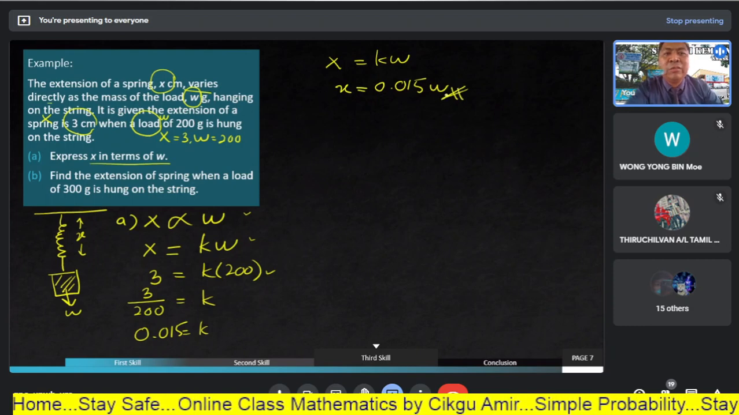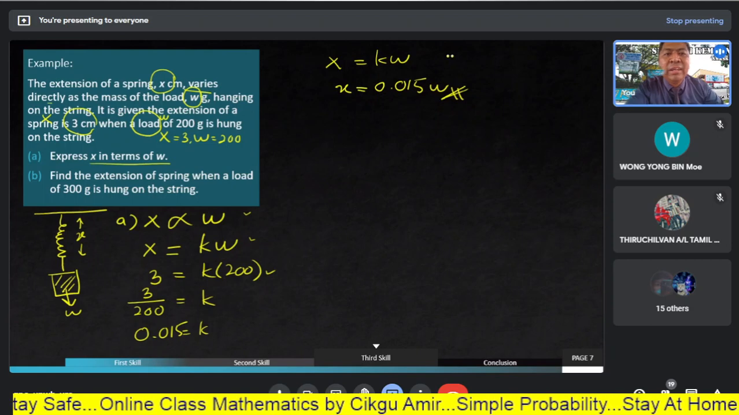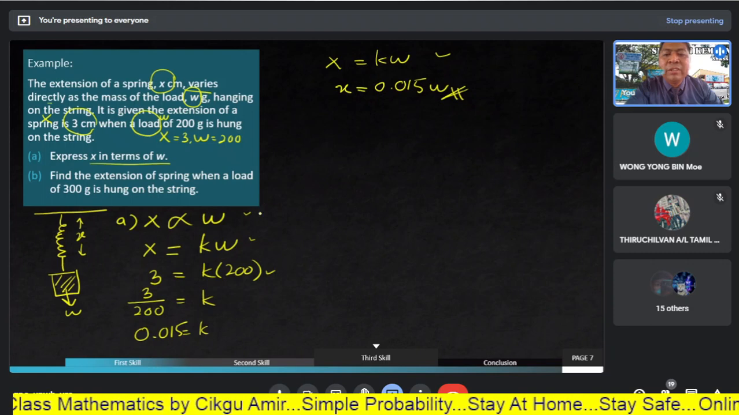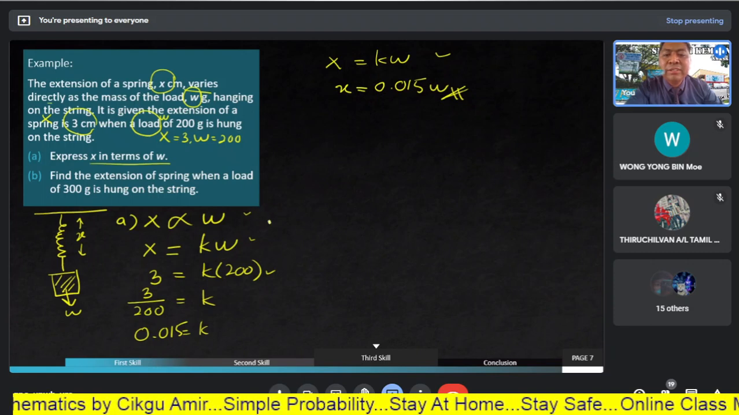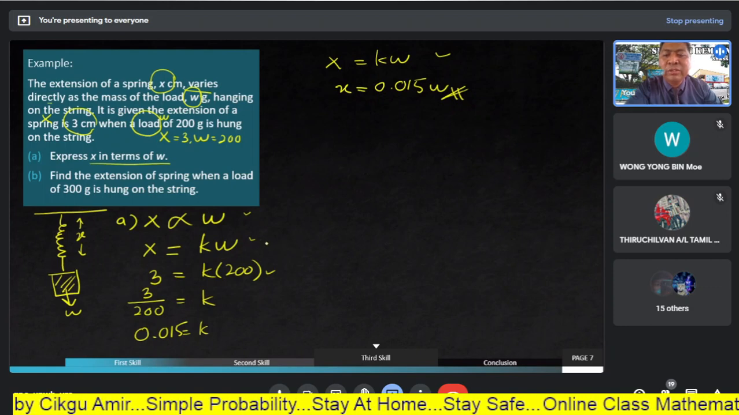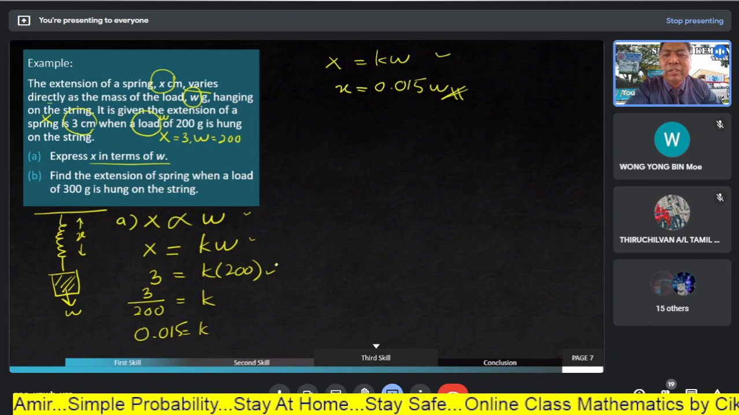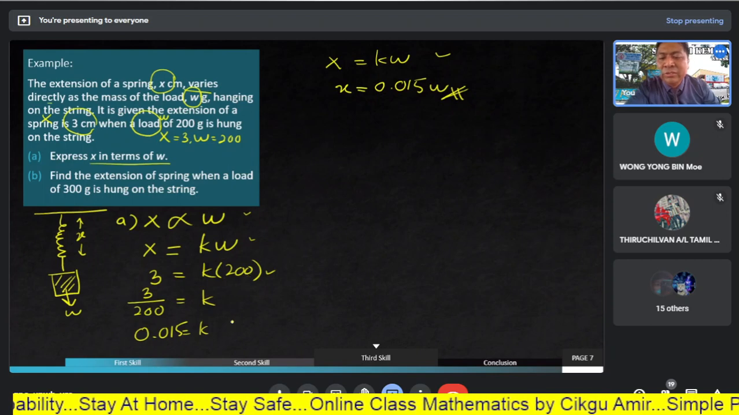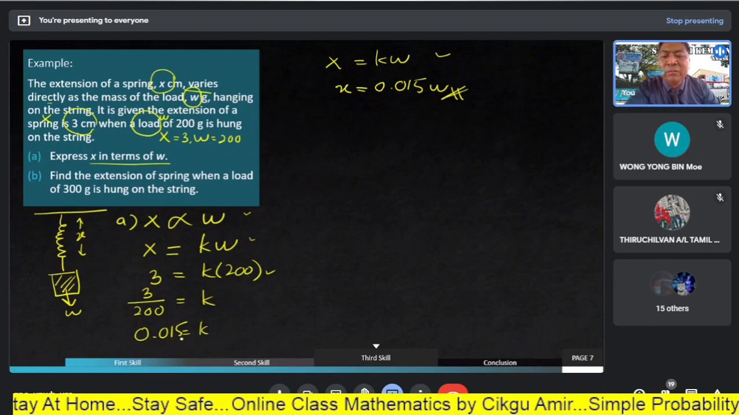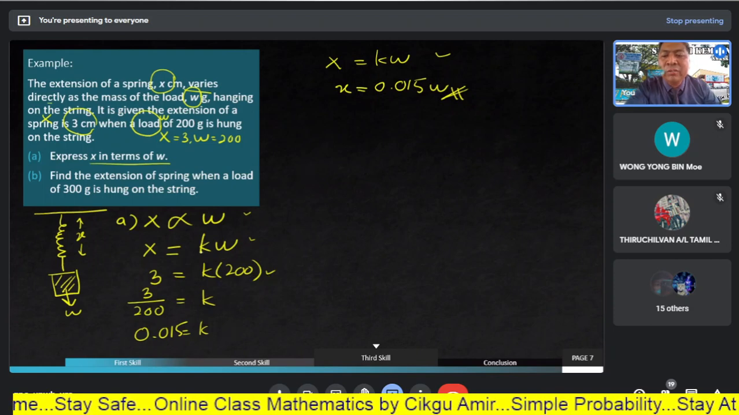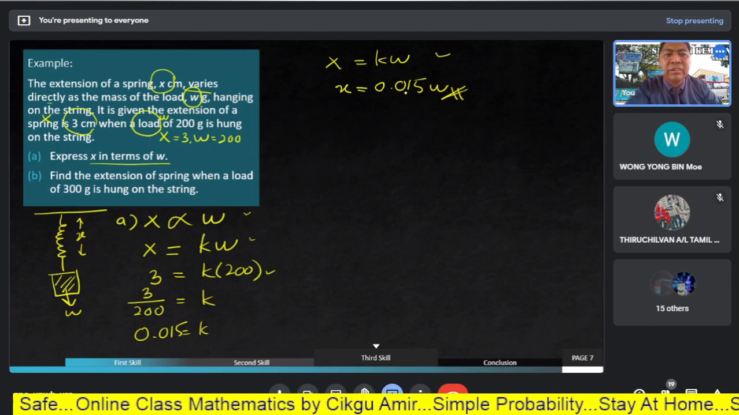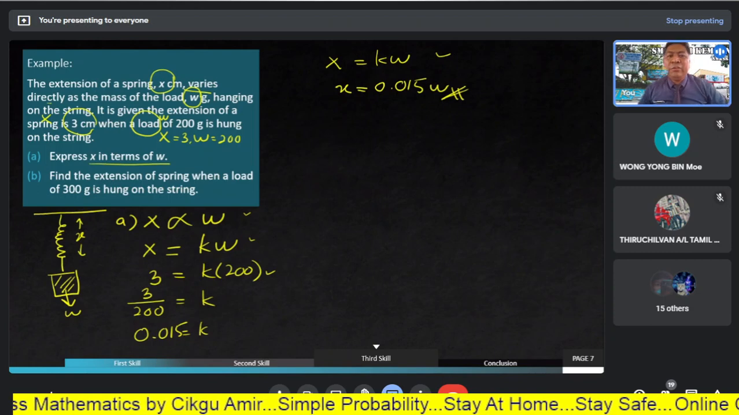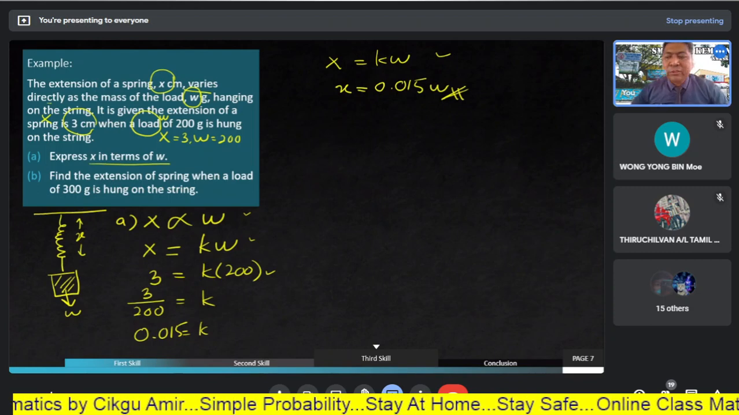Express X in terms of W. There are 4 steps. The first step, change to variation relation. Next step is equation form. Third step is substitute the value from the question. Solve it and get a new value of K. Then put back the value of K in the equation form. So you get the answer X equals 0.015W. That is for A.